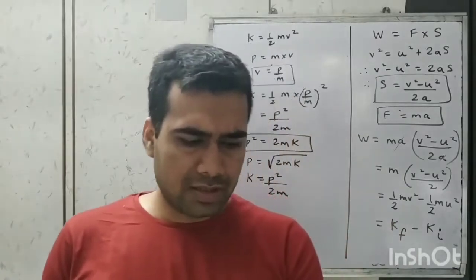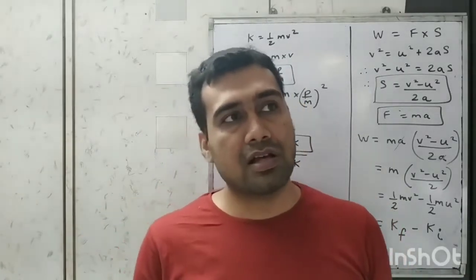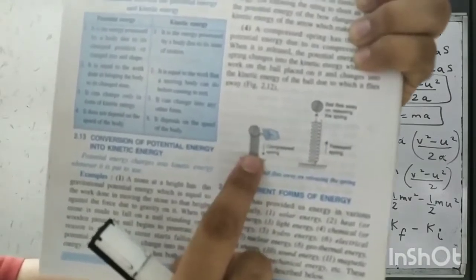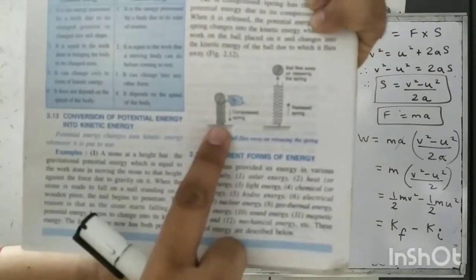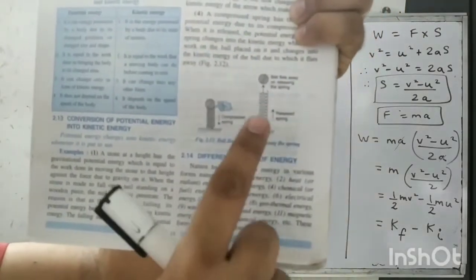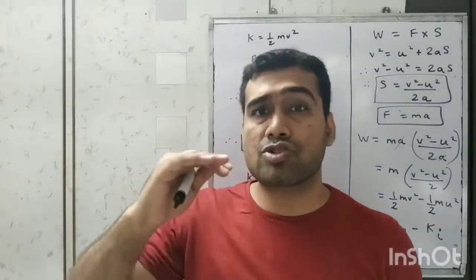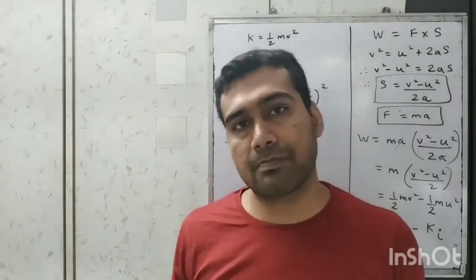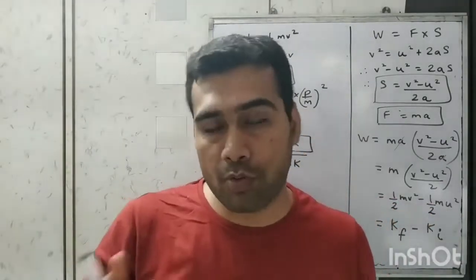Next, let's talk about the conversion of potential energy into kinetic energy. As you can see in this diagram, the spring was compressed and a ball was kept on it. So this spring has potential energy, elastic potential energy. But when we release the spring, the potential energy is converted into kinetic energy, and this kinetic energy is transferred to the ball, and so the ball also possesses kinetic energy now and it moves. A similar phenomenon happens when you shoot an arrow with a bow.